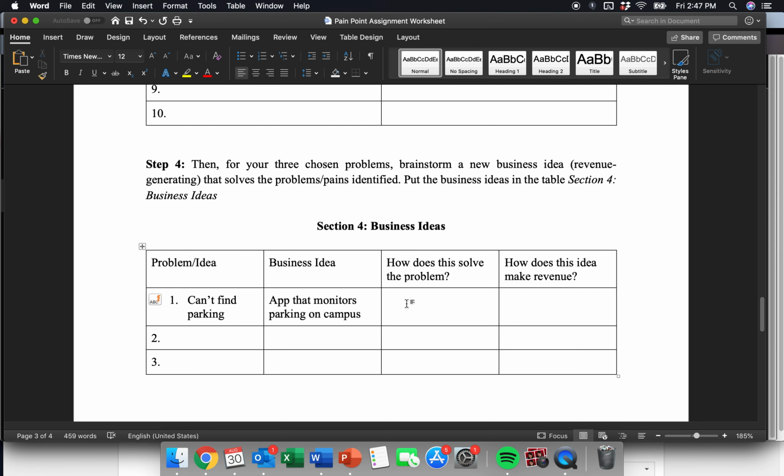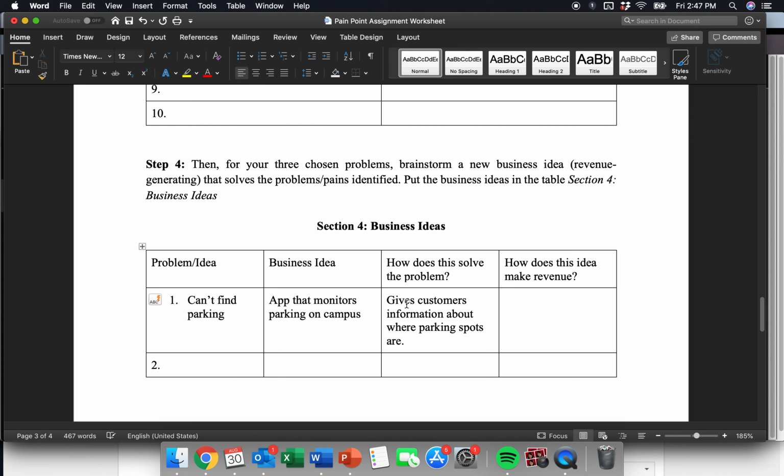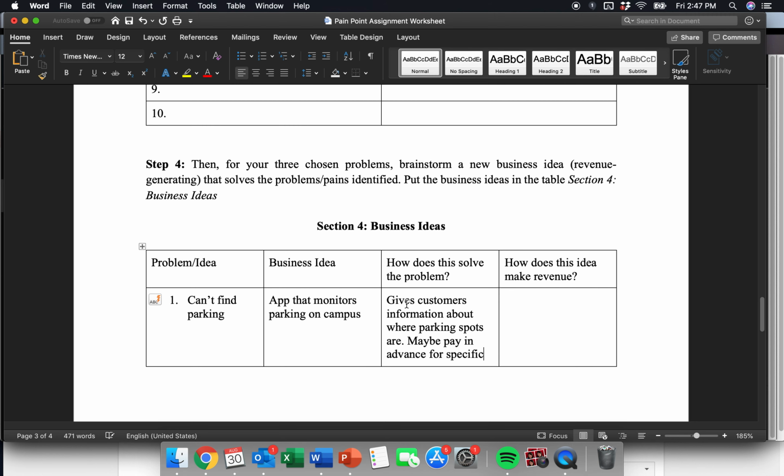How does this solve the problem? It gives customers information about where parking spots are, so you can plan what time to get here. You could maybe pay in advance for specific spots. I will tell you what, I would be willing to pay $5 if there was a spot right in front of Siena Hall. I could reserve it, show up whatever time I wanted to, and just say, done.